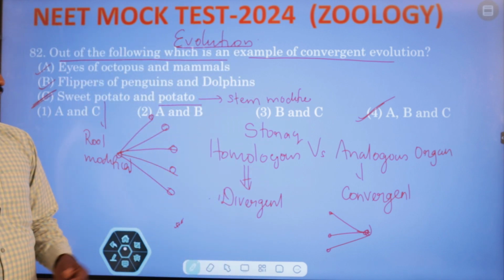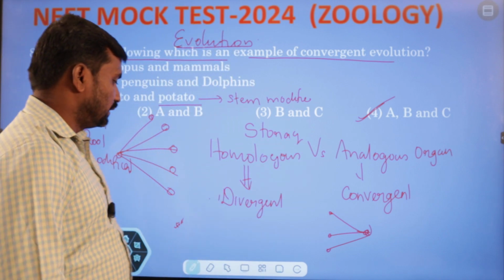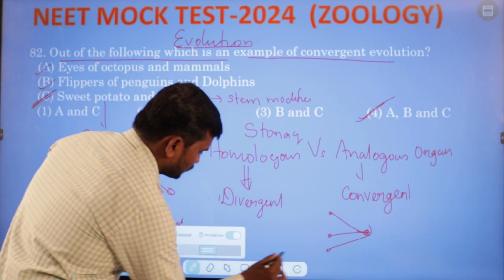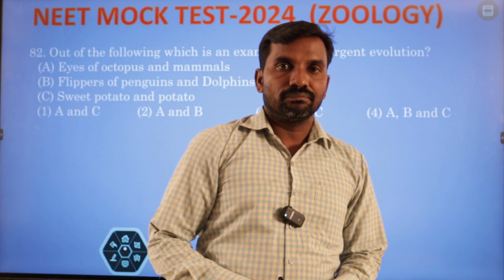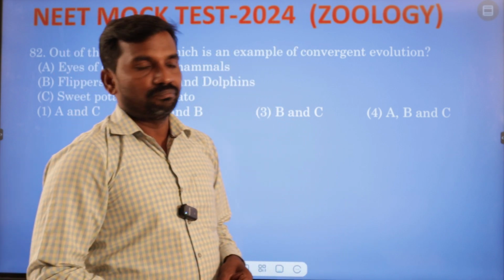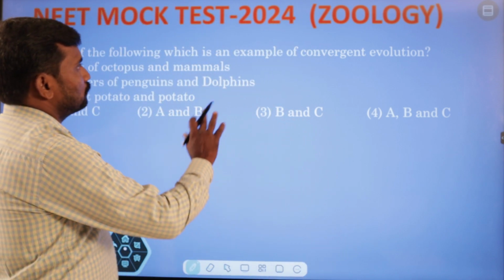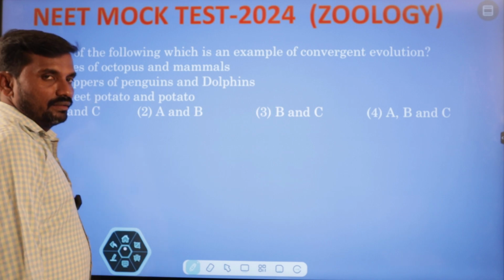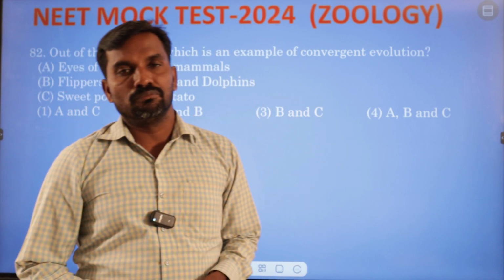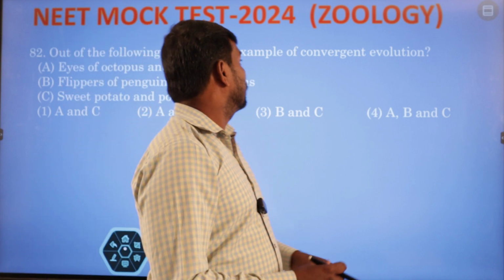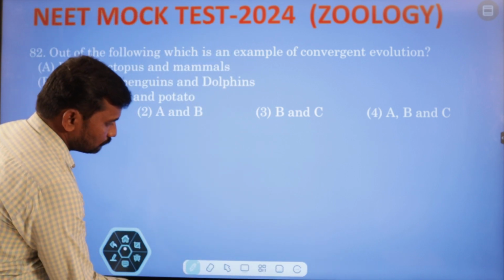What are the examples of divergent evolution? Tendrils of Cucurbita and tendrils of Bougainvillea, both of them are complete examples of homologous organs. Vertebrate hearts, vertebrate brains, the four limbs of cheetah and humans, all these are examples of homologous organs.